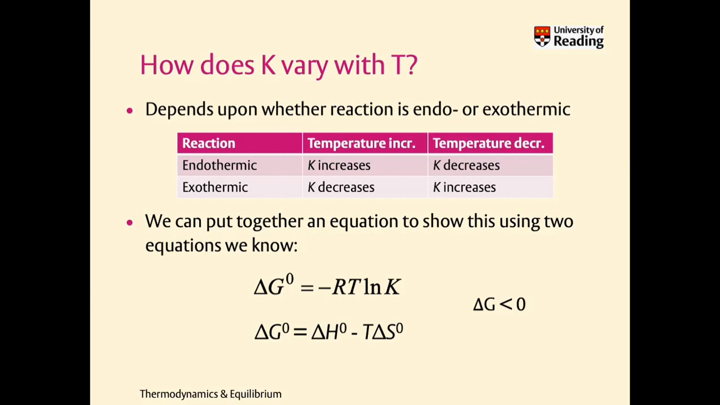And if the temperature decreases, then the equilibrium constant decreases. And for an exothermic reaction, if you increase the temperature, the equilibrium constant will decrease, so you'll have less products compared to reactants, so it's shifting it towards the reactants. And if you decrease the temperature, the equilibrium constant will increase.